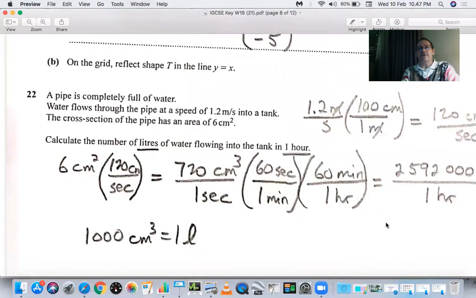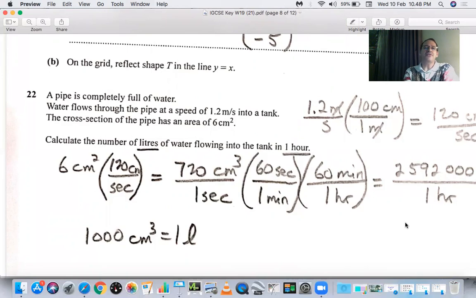Here is a rate problem. A pipe is completely full of water. Water flows through the pipe at a speed of 1.2 meters per second into a tank. The cross-section of the pipe has an area of 6 square centimeters. Calculate the number of liters of water flowing into the tank in 1 hour.